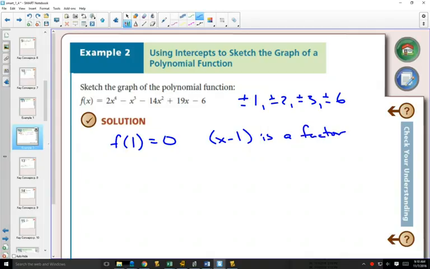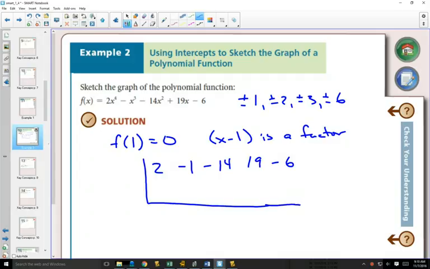So we could set up our synthetic division with 1, -14, 19, -6. Again, I do a quick check to make sure that none of my powers are missing. And then the number outside, I would put a 1 here. One of the ways I can do a quick check that none of them are missing is my highest power is x to the 4. I should have 5 numbers if none of them are missing. Or you can just check. I've got an x to the 4, an x cubed, an x squared, an x, and a constant.